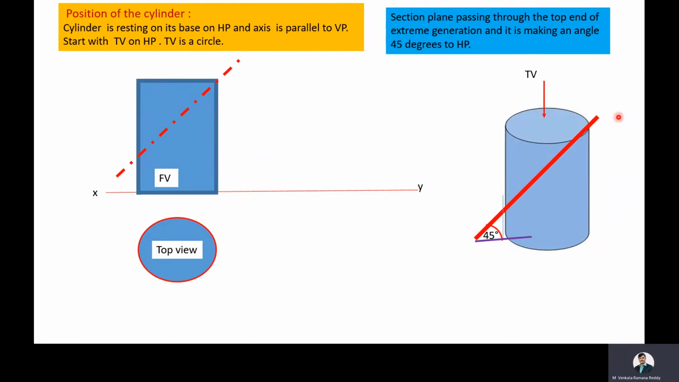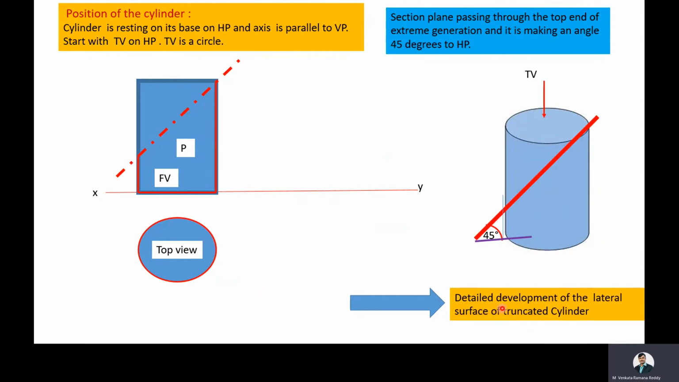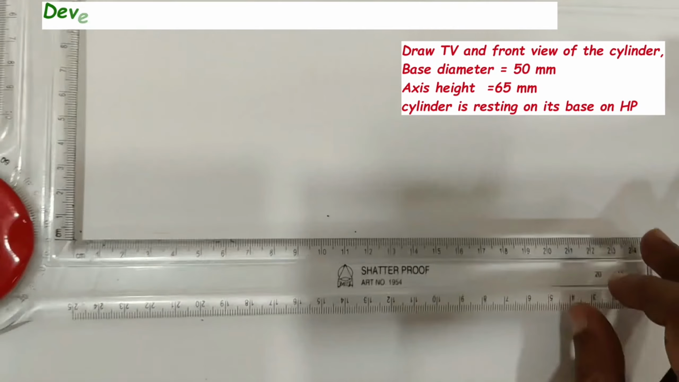That is, we are going to cut the cylinder. After cutting the cylinder, the top portion of the cylinder material is to be removed and the portion of the cylinder below the section plane is to be developed. This portion of the cylinder is to be developed. With this basic information, we will enter into the detailed development of the lateral surface of truncated cylinder. As a first step, draw XY line.